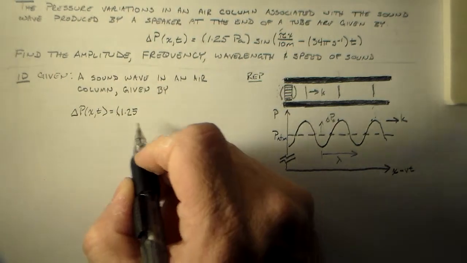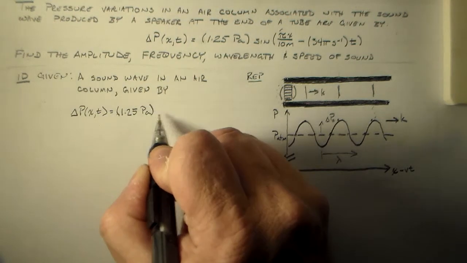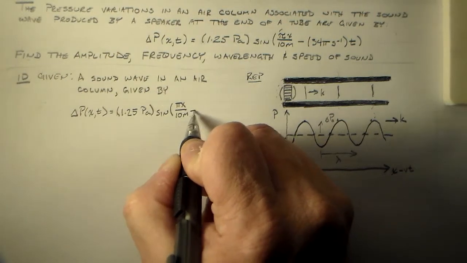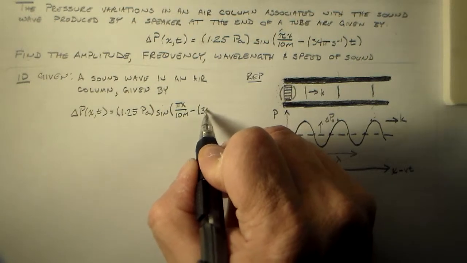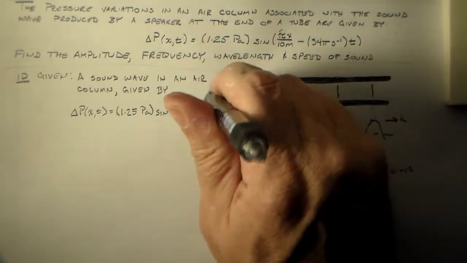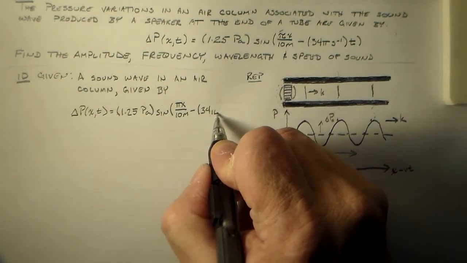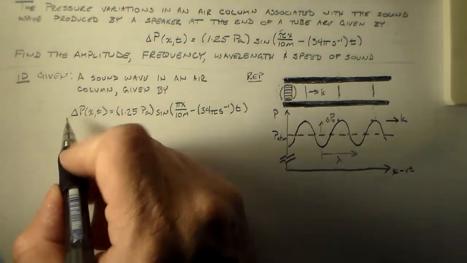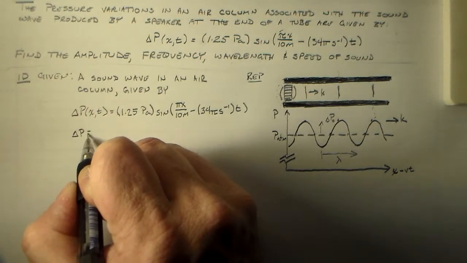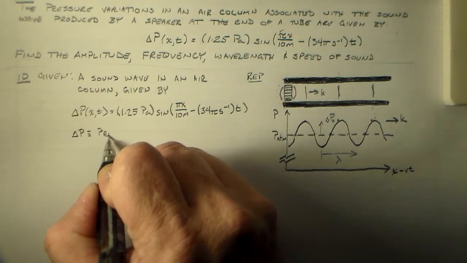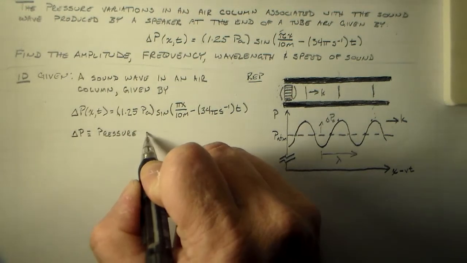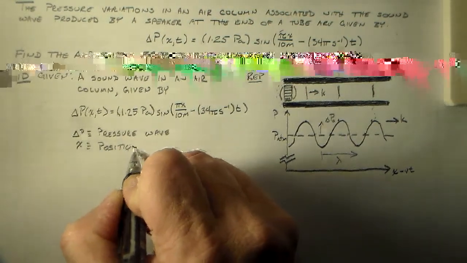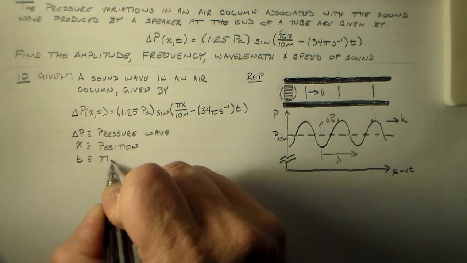So anyways, I just want to rewrite this down here because that's what I want you to do on your homework. This is what you are given, and this is what you're going to have to work with. Now, I do want you to still tell me what things are. You can't tell me what all this stuff is, but you can tell me that delta P is the pressure wave, X is position, and T is time. I do want you to define your variables.